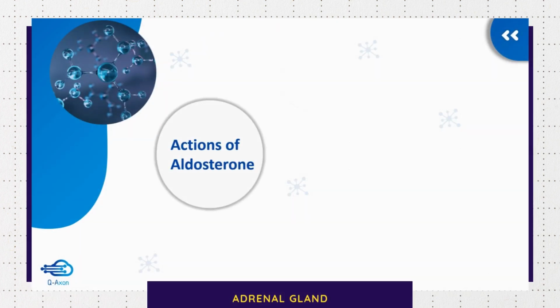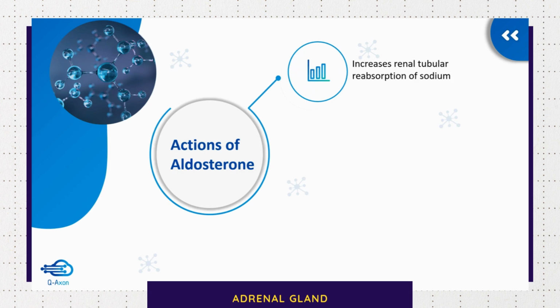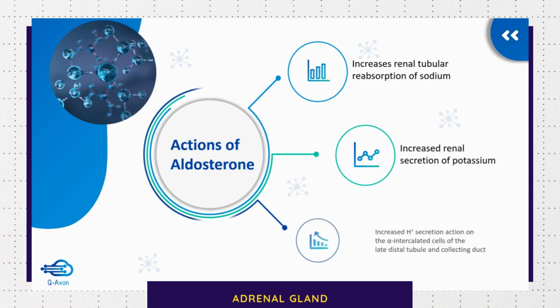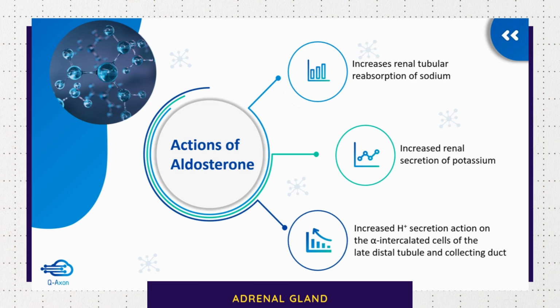Now let's see the actions of aldosterone. Its main role is to increase the renal tubular reabsorption of sodium. Then it causes increased renal secretion of potassium. Increased hydrogen ion secretion happens on the alpha intercalated cells of the late distal tubule and collecting duct.